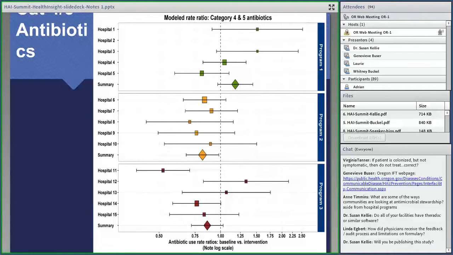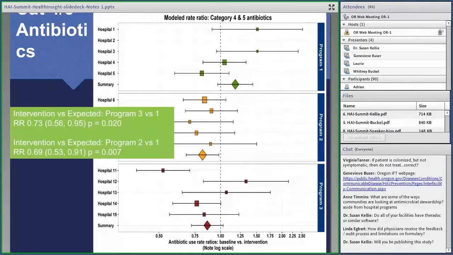And so you can see the ratios here. So I think that this is good. We're not just reducing overall use, and some of it is because these were restricted agents in the category 4 or 5, and so restrictions are very effective.